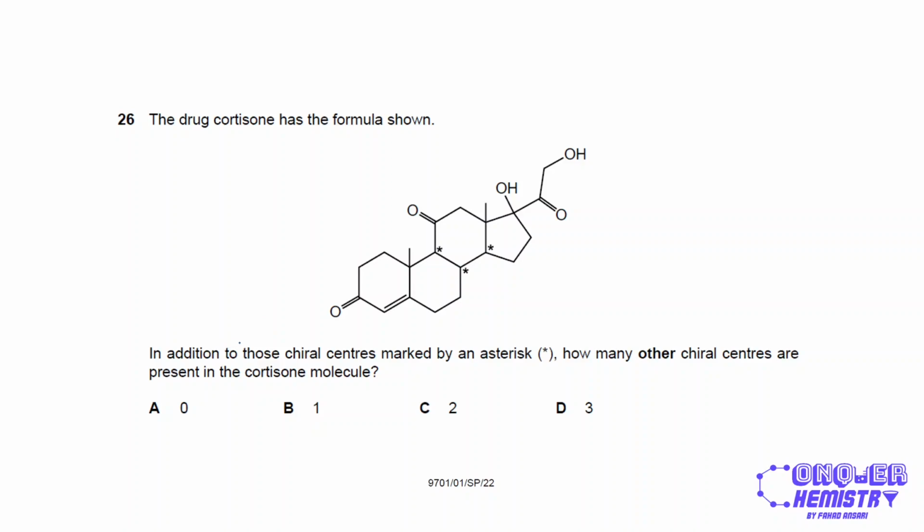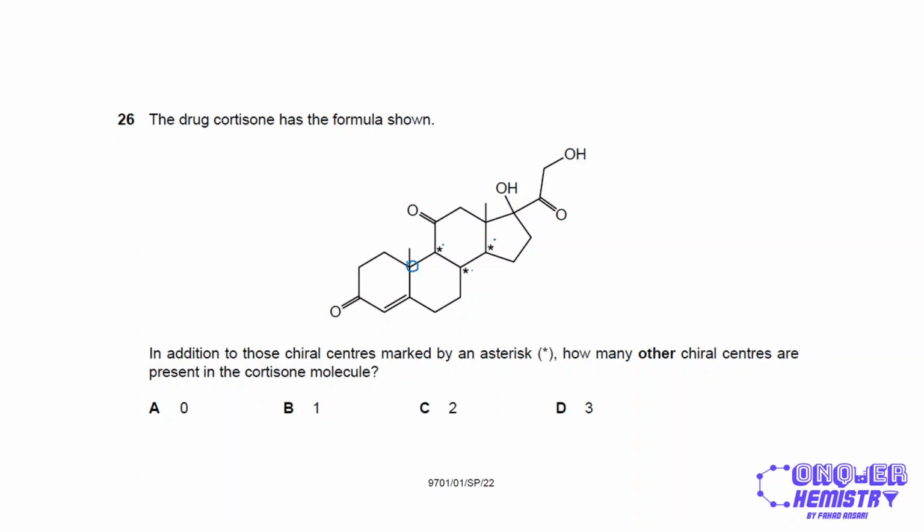So we have cortisone shown over here, and 3 chiral centers have been marked with asterisks over here, here, and here. Now, how many other chiral centers are present? Now, for this, what I'm going to do is I'm just going to count the carbon atoms for which you can see at least 3 bonds in this skeletal formula, right?